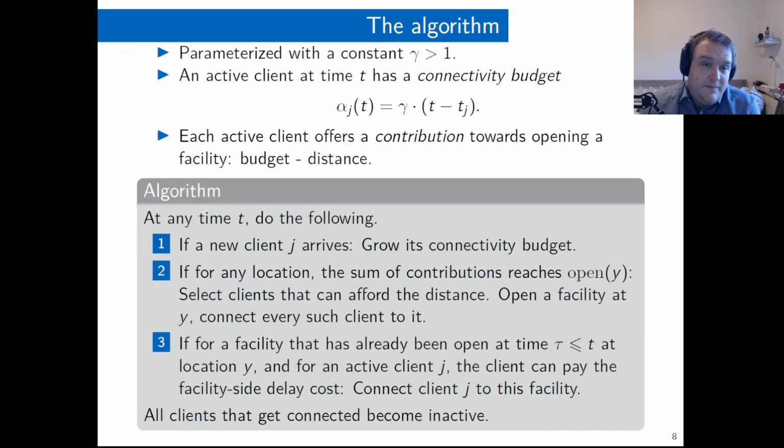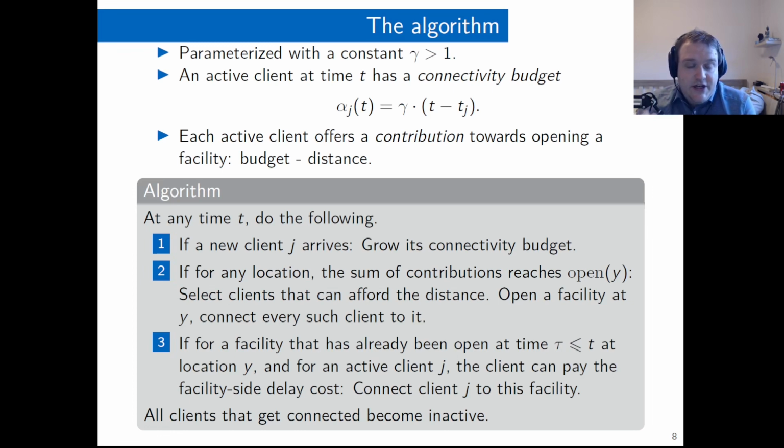So let's talk about the algorithm. This algorithm actually comes from the world of approximation algorithms, where there have been several strong algorithms for facility location, and this is an adaptation of one of them. Our algorithm is parameterized with a constant gamma bigger than 1, and we think of every client as in this classical ball growing idea: they grow their budget at gamma times how long they have been present in the system, right? So t minus tj.